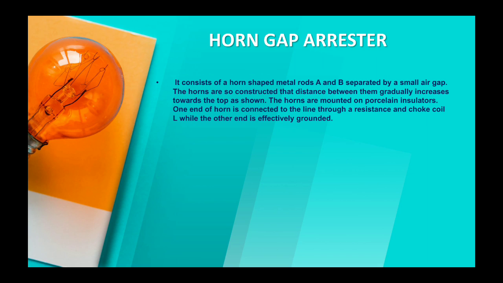One end of the horn is connected to the line, resistance and choke coil L, while the other end is effectively grounded, just like the rod gap arrestor. But the difference is that at one end of the horn there is a resistance and an inductive coil, used to limit the current. Actually, this RL circuit limits the current; the reactor is a current limiting reactor connected to one end of the horn.